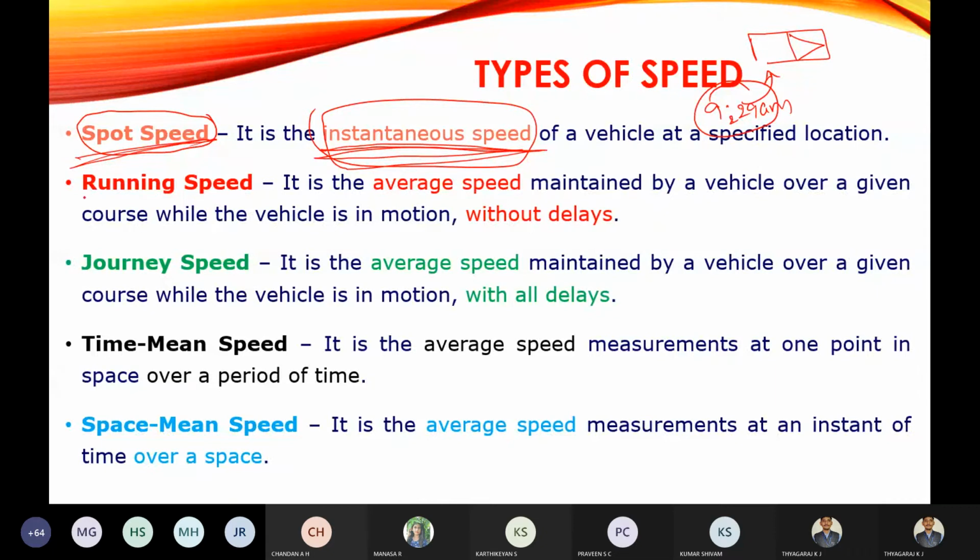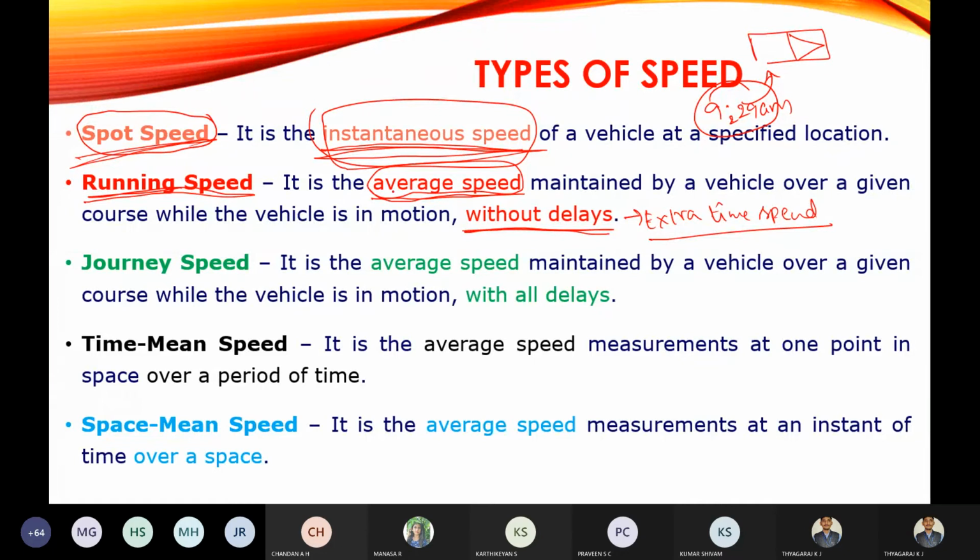Then comes the running speed. As the name itself indicates, it is the average speed of the vehicle without any delay. Delay means extra time spent by the driver. Whenever we are going on a trip or moving from one place to another, there will be delays. Why will the delays be there? Because of drinking tea or other works.